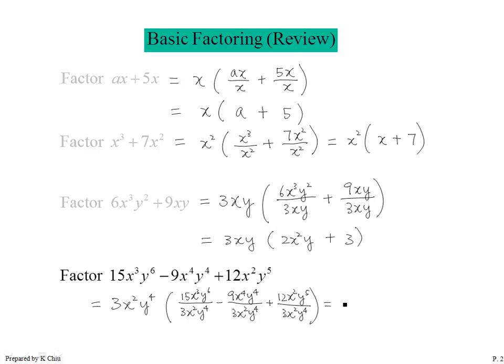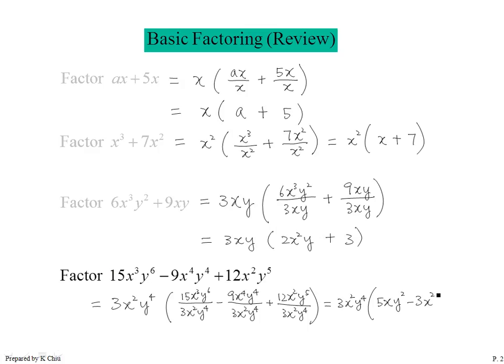So what would that become? Let's say 3x squared y to the 4th times, open parenthesis. Let's see the first term. 15 divided by 3, 5. X cubed divided by x squared, x. Y to the 6th divided by y to the 4th, y squared. Good. Minus 9 divided by 3, 3. X to the 4th divided by x squared, x squared. Y to the 4th divided by y to the 4th, what would that be? It's 1, right? They are the same.